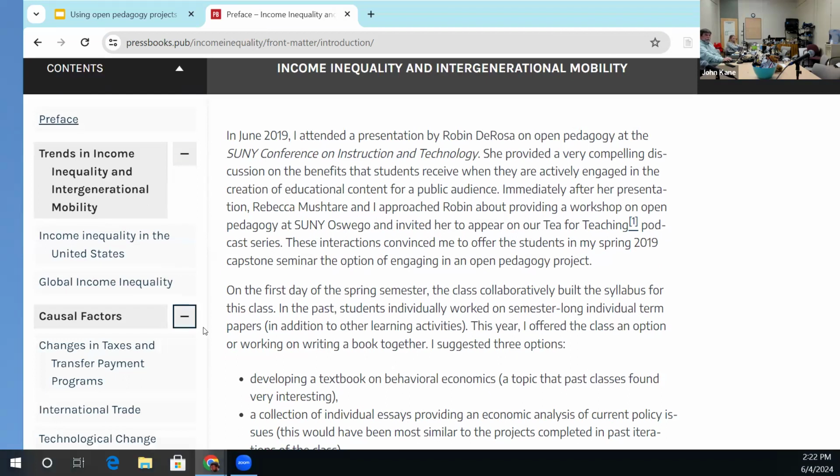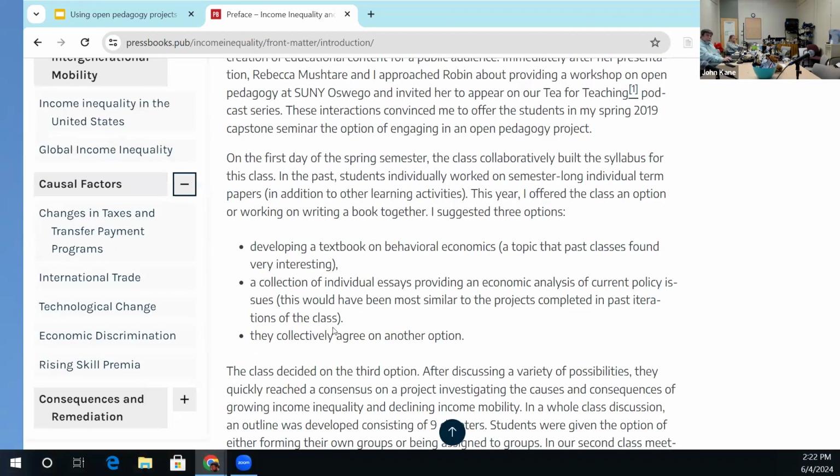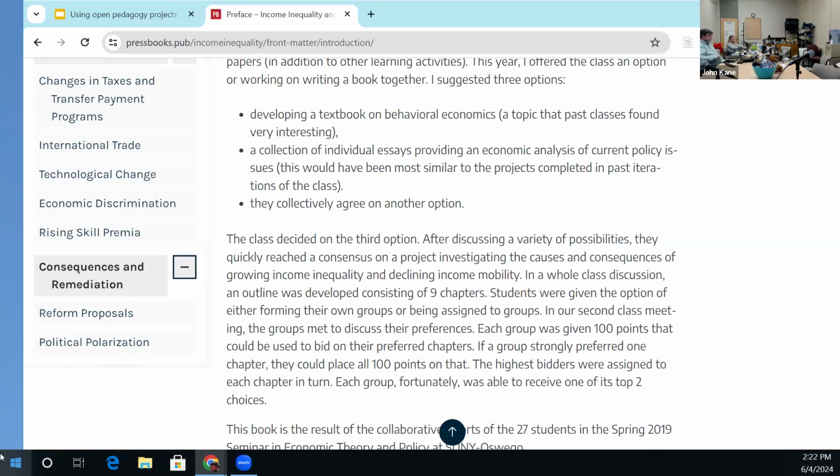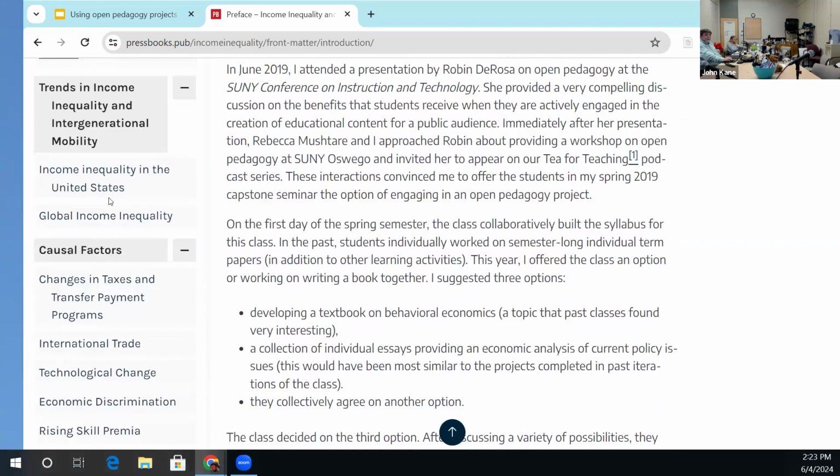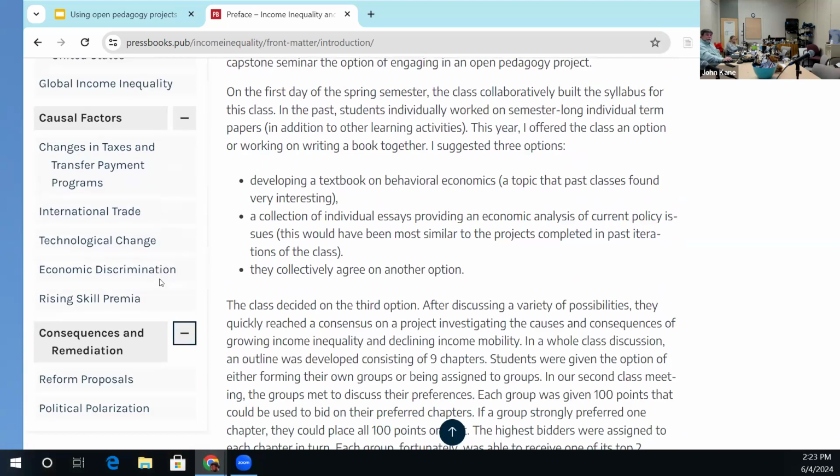The next topic was causal factors, things that led to it, and also some possible solutions and some consequences of the income distribution issue. And so, the quality varies a bit. They all end up writing far less than they would have when they were writing individual papers, but it tends to be a bit more polished, and they tend to be much more proud of the work that they've done because of this format.